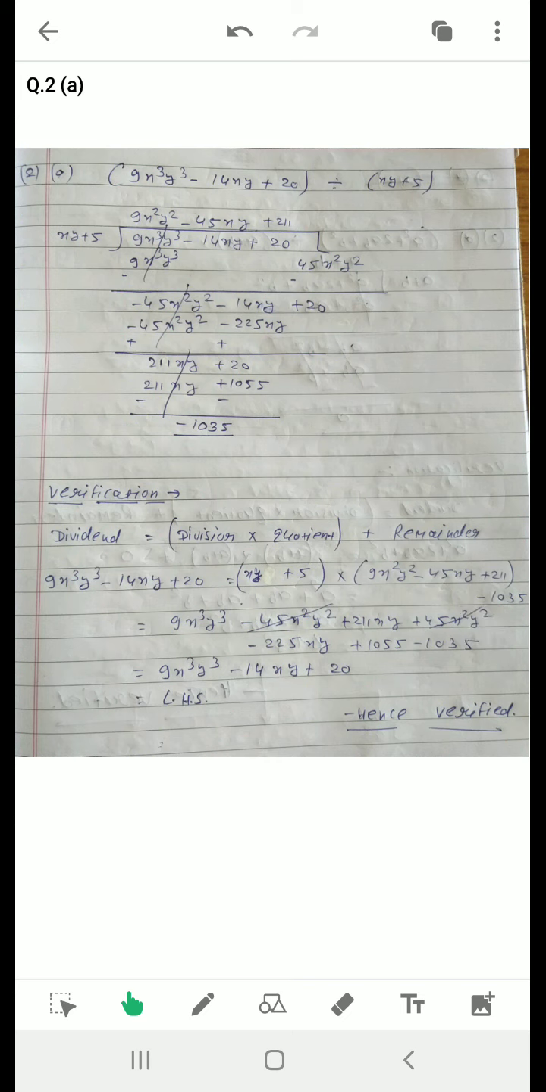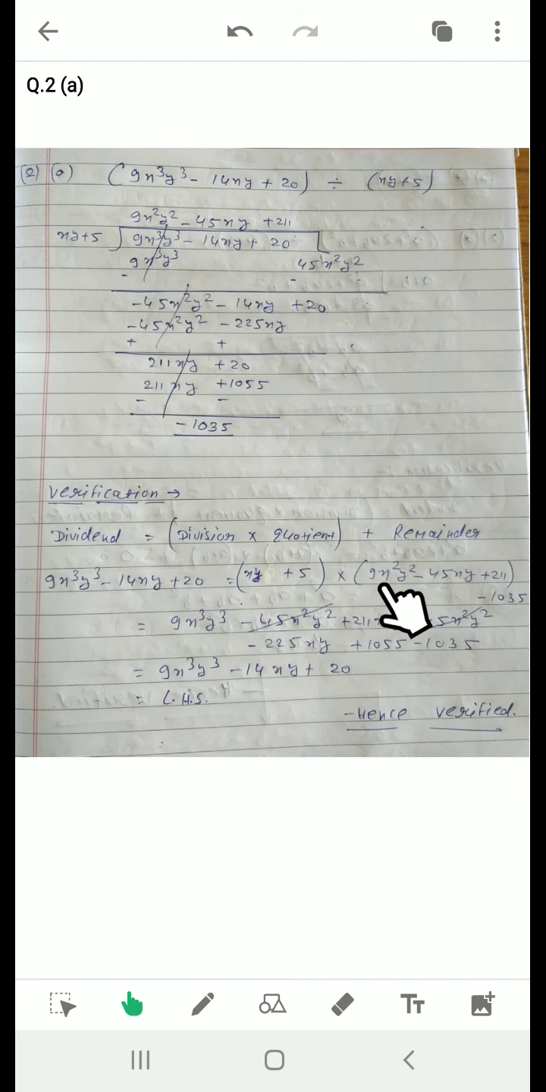Now we need to solve. How to solve this multiplication? This is a binomial multiplied by a trinomial. That means polynomial multiplied by polynomial. I already explained how to multiply polynomials. This first term will be multiplied by all the three terms, and this 5 will be multiplied by all the three terms, and then we will write them.